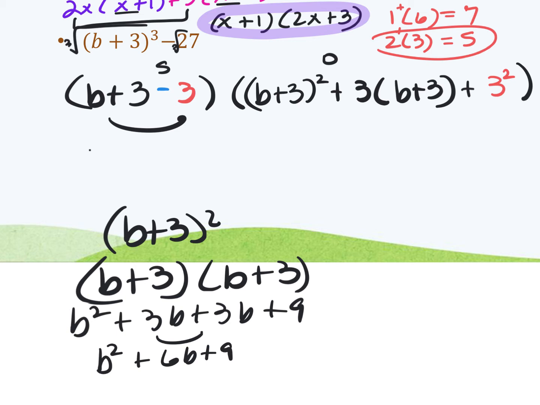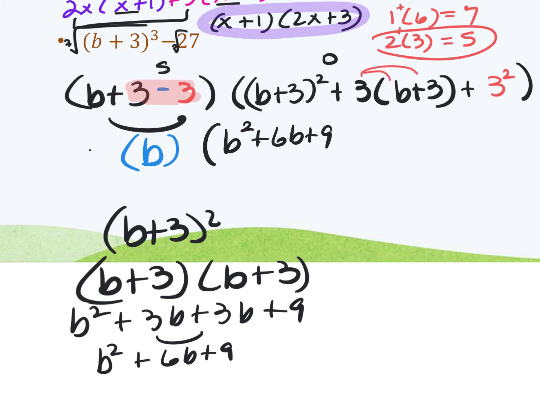So now the first parenthesis also, notice here 3 minus 3 is 0, so all that's left there is a b. Then the second parenthesis, after I FOILed the b plus 3, is b squared plus 6b plus 9. Next, I need to distribute this 3, so this becomes 3b plus 9. And then now I'm going to square this.